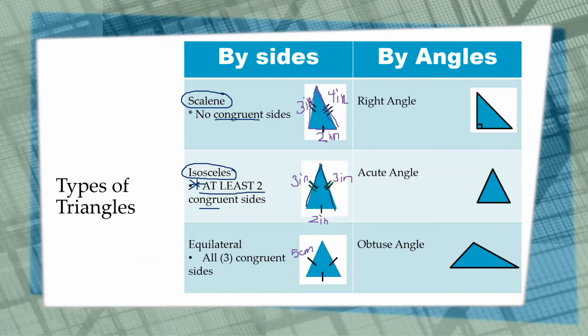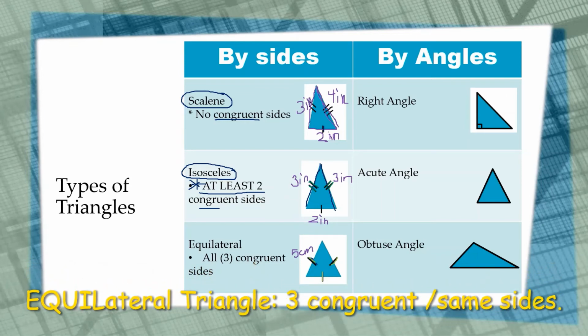At least means you can also have more than two congruent sides, okay? And now we look at our third triangle. Notice on all of the sides, the exact number of ticks on each of those lines. That tells us that these three sides right here are exact same lengths. We have three congruent sides, and because they're all the same or equal, we call them equilateral. The key root word is equal.